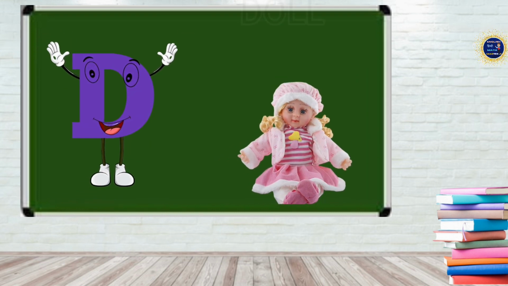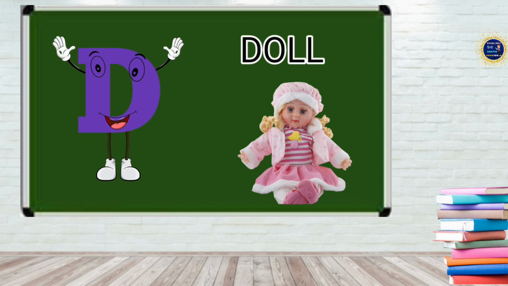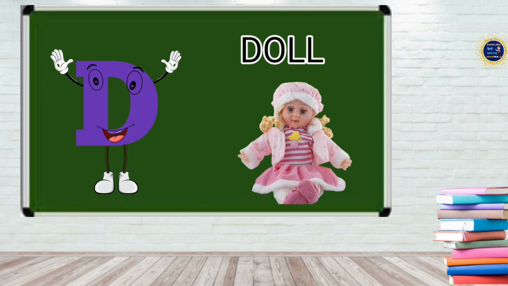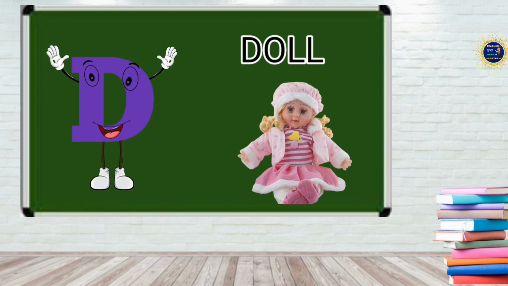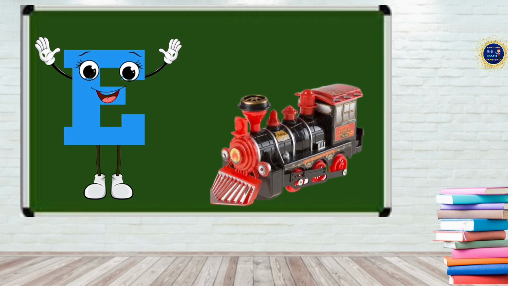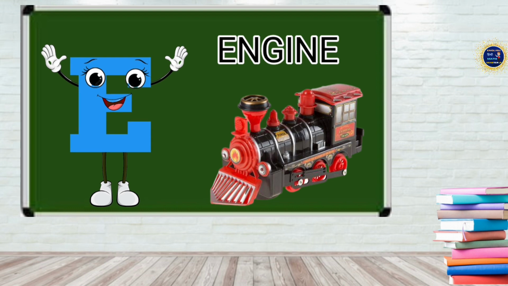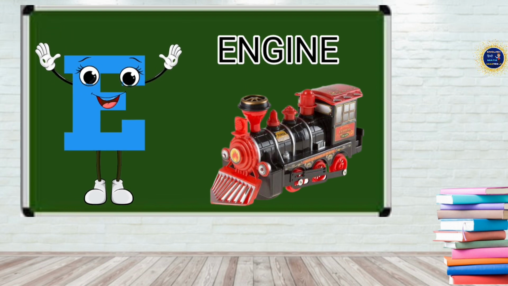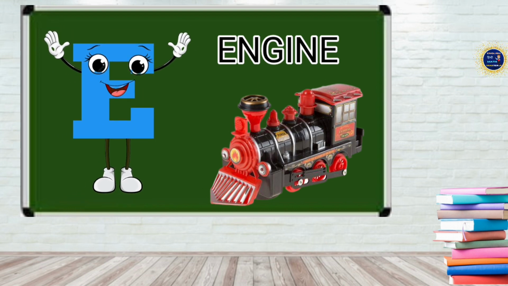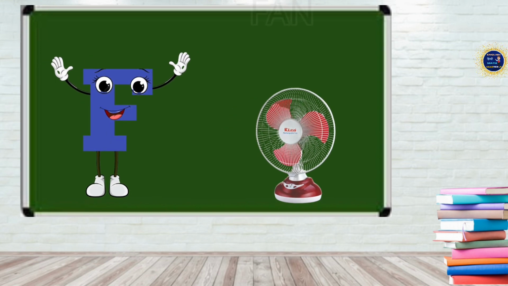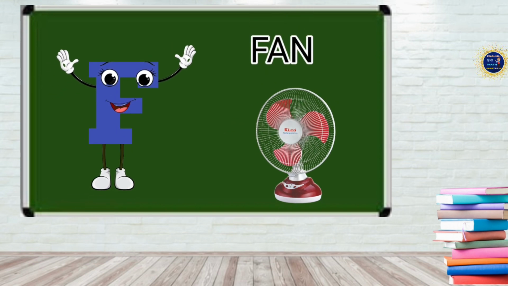D, D for doll. D, O, double L, doll. E, E for engine. E, N, G, I, N, E, engine. F, F for fan.